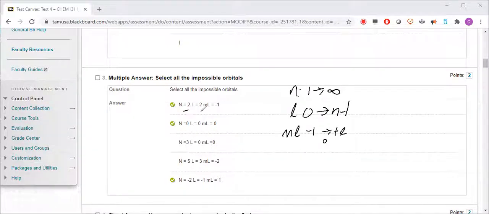So our first one, n and L are the same. This breaks the rule of L, so not possible. Here, n is 0, breaks the rule of n, not possible. This is possible, breaks no rules. This is possible, breaks no rules. Here, n is negative, n cannot go below 1, so impossible.